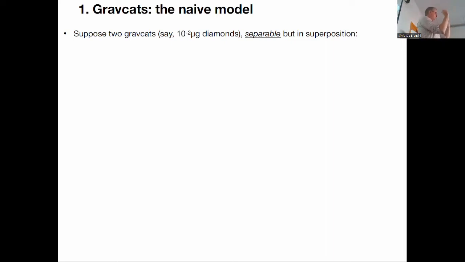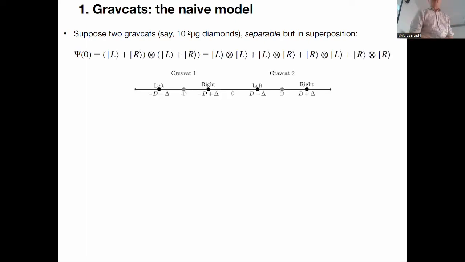So I've got two GravCats, one on the right, one on the left, and what you're going to imagine is each one is now in a superposition of right and left. Okay, so write that state down. That's being location, yes, it's really right and left. It has to be because I'm going to get differential distances there. They have to be different distances apart. That's going to be the whole trick. Okay, so how could you do this?